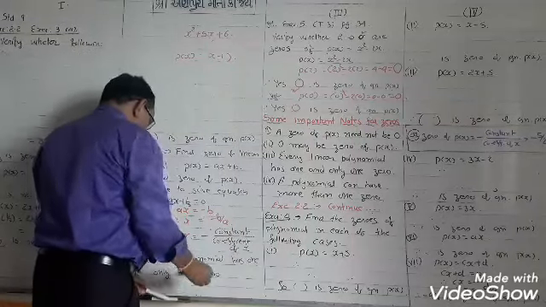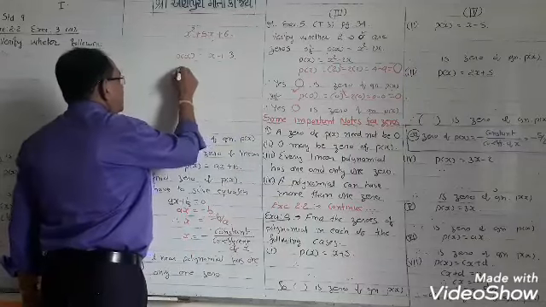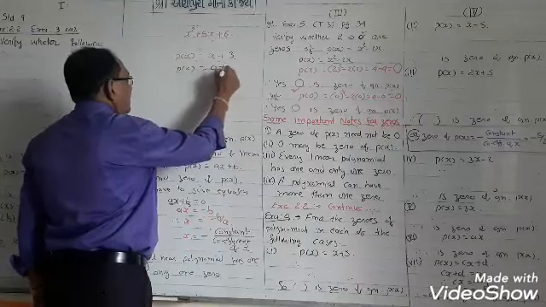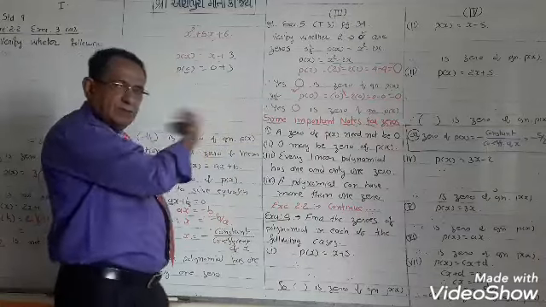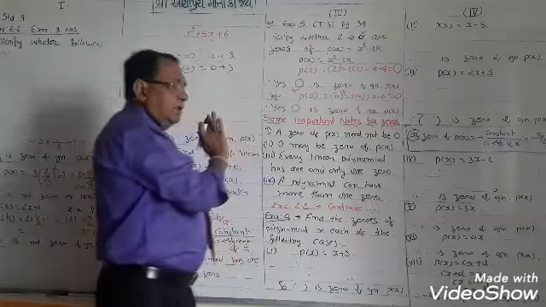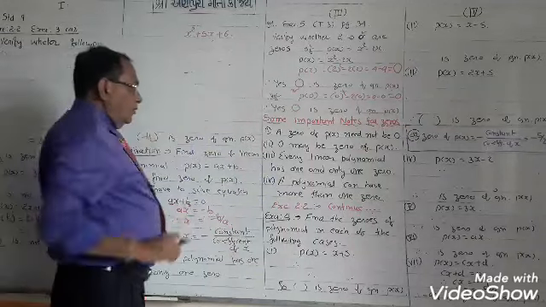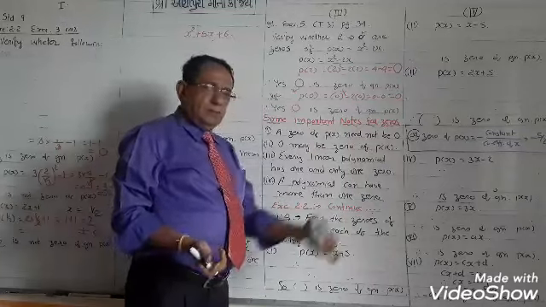See here, if I write p(0), then it is 0 plus 3. 0 is not a zero of this p(x). Is it clear? Maybe it is minus 3. 0 may be a zero of p(x).